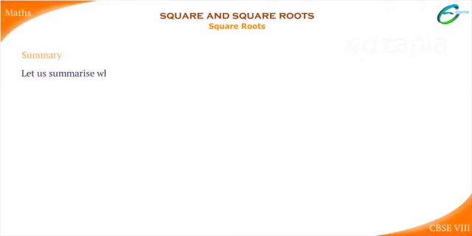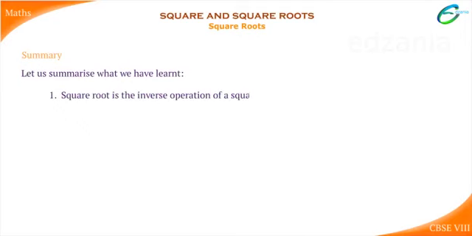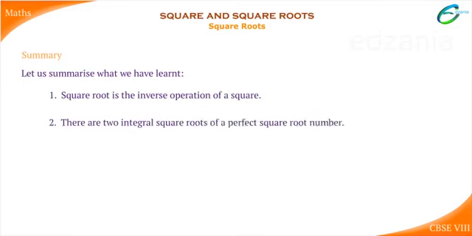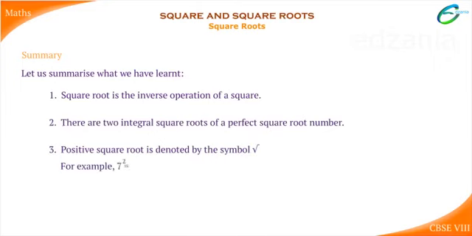Let us summarize what we have learned. Square root is the inverse operation of a square. There are two integral square roots of a perfect square number. The positive square root is denoted by this symbol. For example, 7 square is equal to 49 and the square root of 49 is equal to 7.